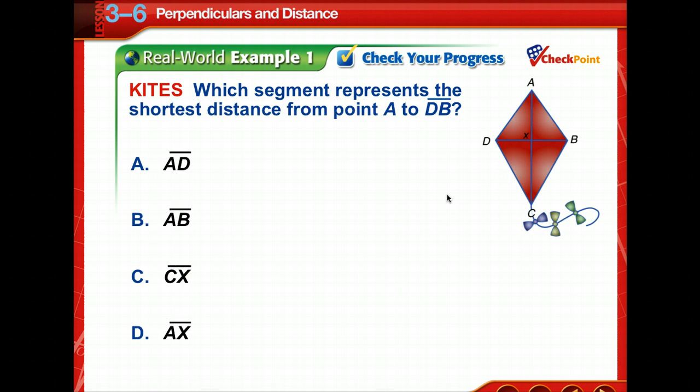Now it's time to check your progress. Which segment represents the shortest distance from point A to DB? Very good. We know it will be a line perpendicular from A to line DB, so it's going to be segment AX.